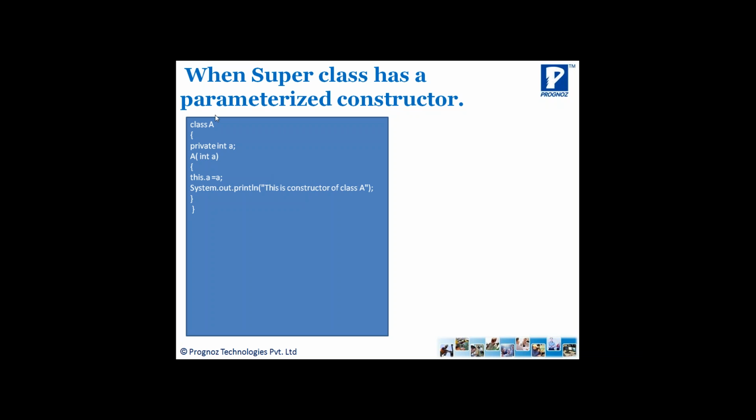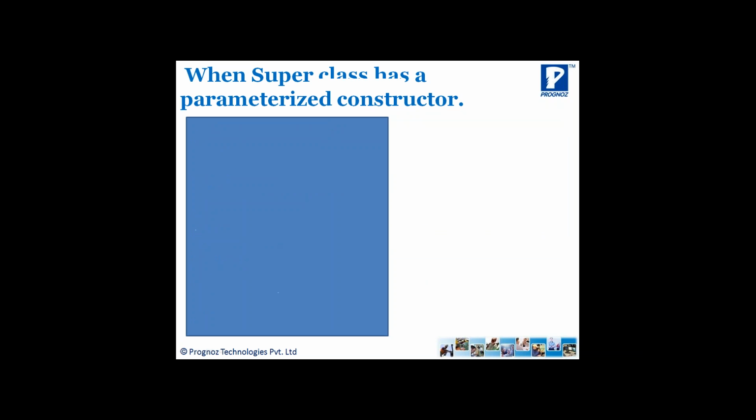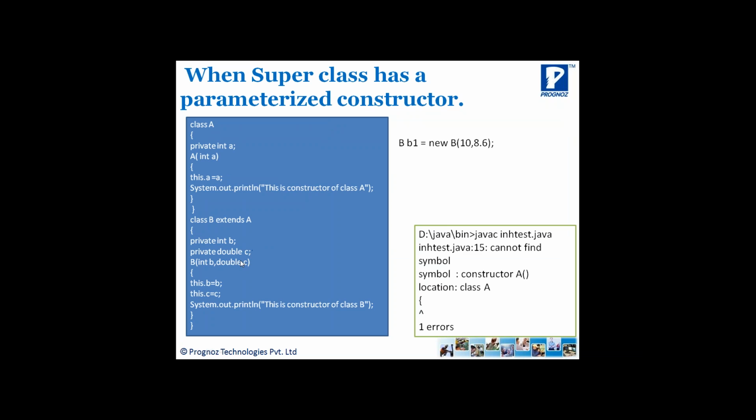When the superclass has a parameterized constructor, fine. Now int b, double c. Now you can see it does not match any constructor. It takes one single argument, it doesn't take two arguments. So if I try to call new B 10, 8, 6, it says cannot find symbol. This is because whenever you create an object of the child, it first calls the parent. In the parent, it checks whether it has a matching constructor, and if it doesn't have one, it throws this type of error.